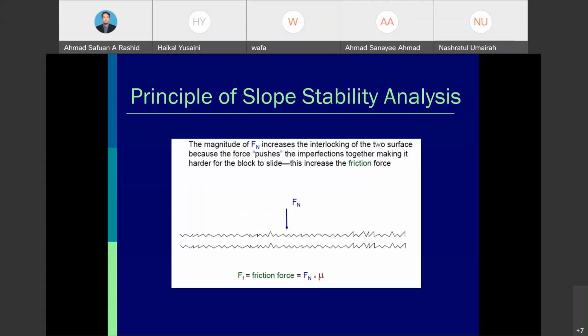So a larger magnitude of Fn increases the interlocking of the two surfaces, because the force pushes the imperfections together, making it harder for the block to slide. This increases the friction force.